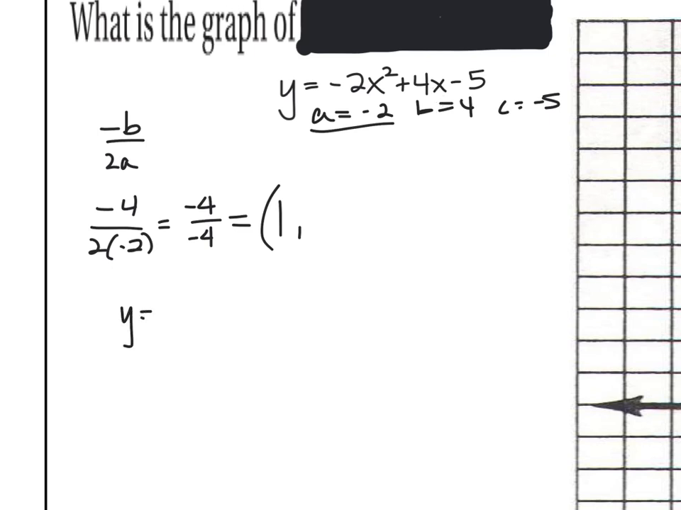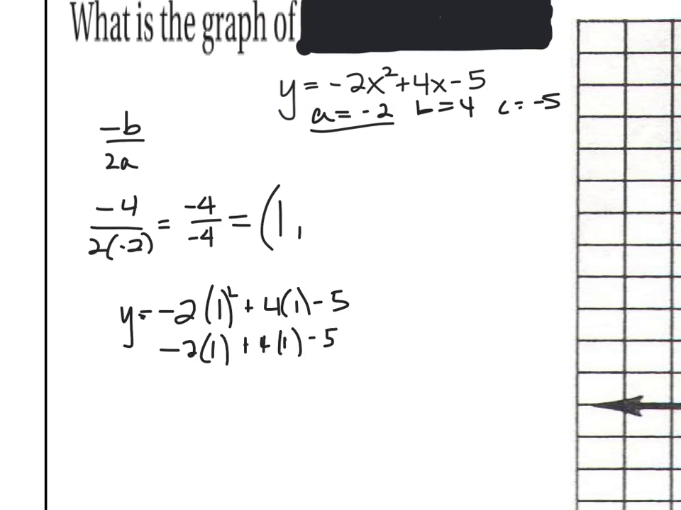So y equals negative 2 times 1 squared plus 4 times 1 minus 5. Order of operations tells me I have to do parentheses or exponents first. So this is going to be negative 2 times 1 plus 4 times 1 minus 5. And now I can do my multiplication. That's negative 2 plus 4 minus 5.